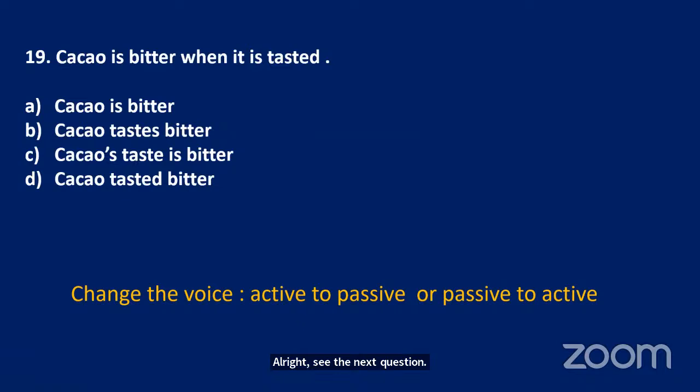Cocoa is bitter when it is tasted. All right. So is it cocoa is better or cocoa tastes better? This is from passive to active. Or is it cocoa's taste is bitter or cocoa tasted bitter? Option A, B, C, or D. Let's see how many are giving me the correct answer.